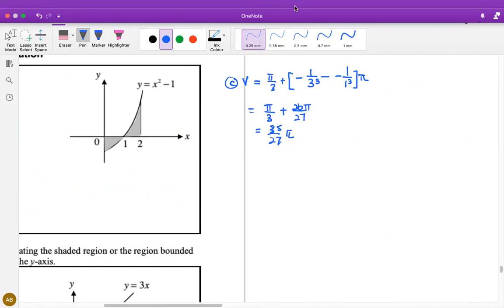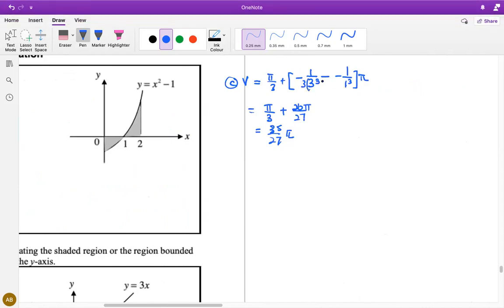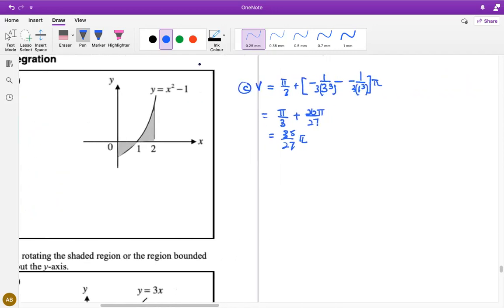Okay, sorry, we forgot this 3 here, and 3 times. So meaning the answer here is incorrect. Therefore it is 1/3 minus 1/81. So it's 26/81 pi. And then you plus 1/3. So you get 53 over 81 pi. So this is the answer for C.